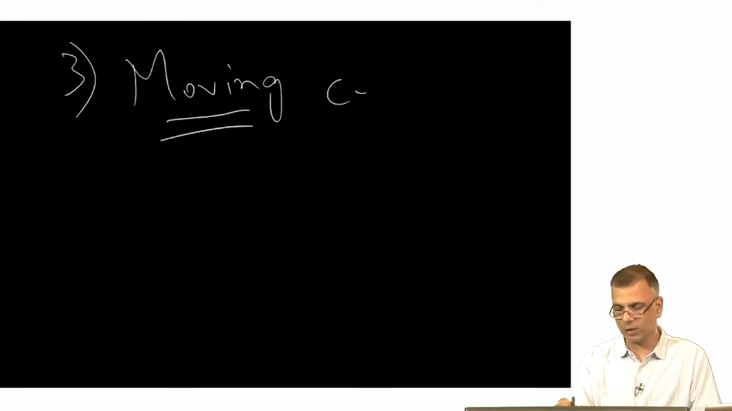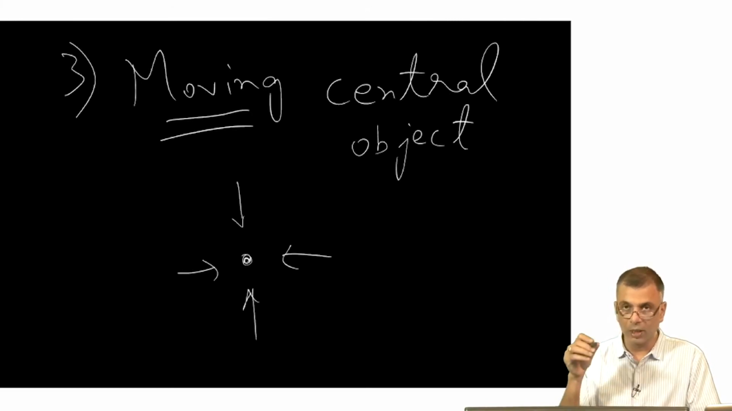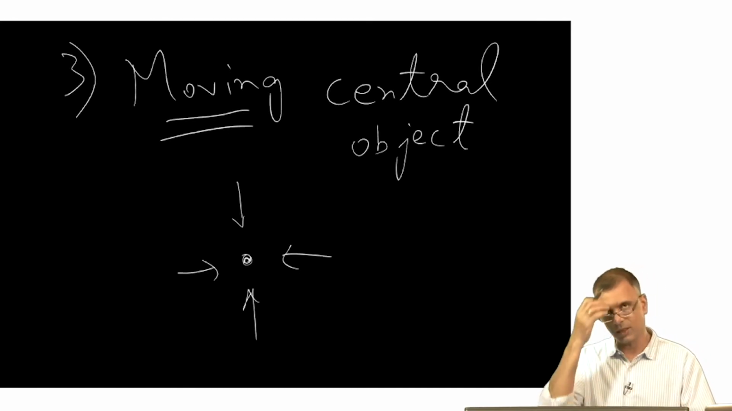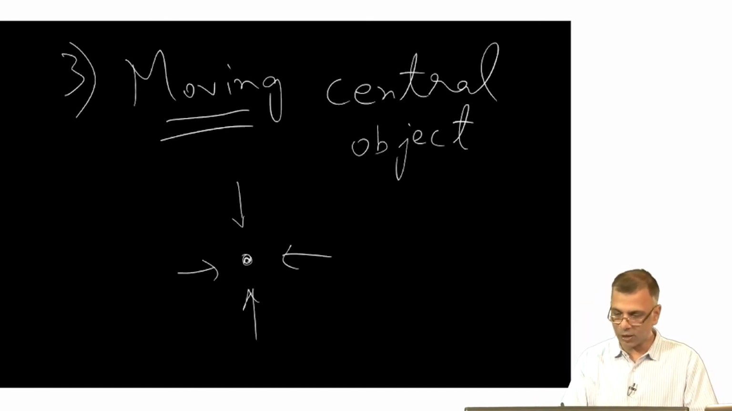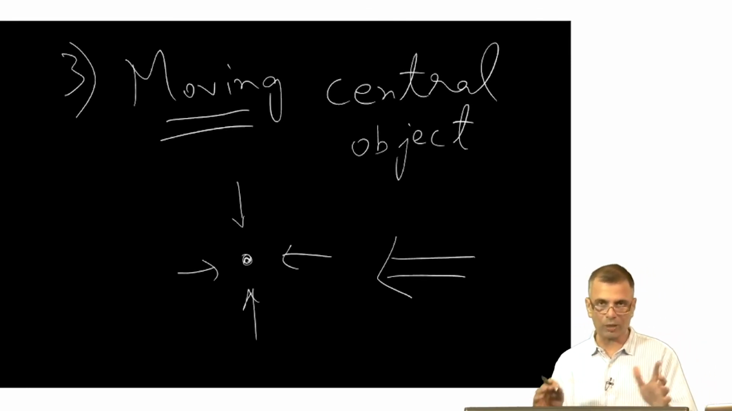The final thing that we have not considered, but which is important, is a moving central object. You've got the central object and it's accreting. So far, our entire discussion has been in the context where the central object is just stationary. Now, what if the central object itself is moving through the interstellar medium? This is an important question, and that is something that we have not discussed so far. I just wanted to make you aware of this.